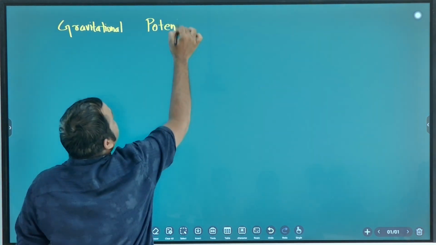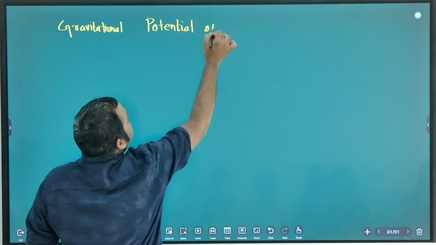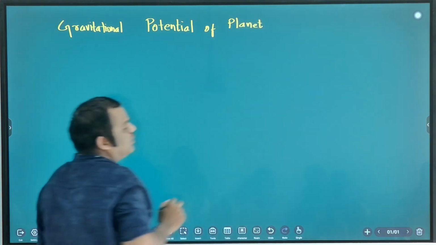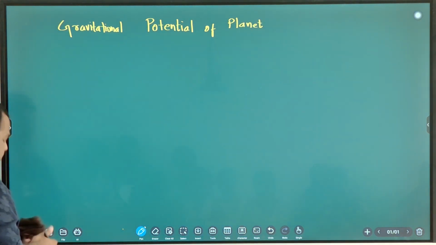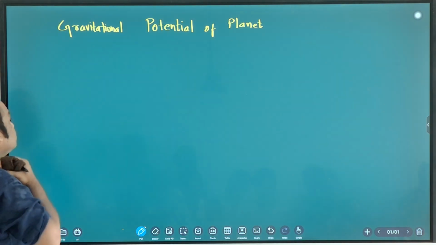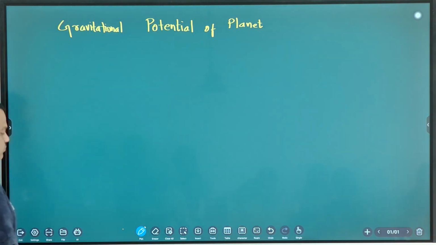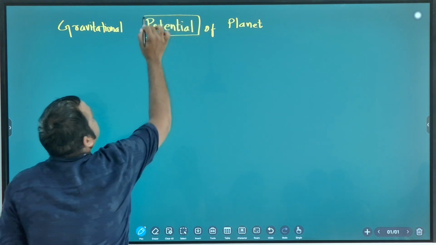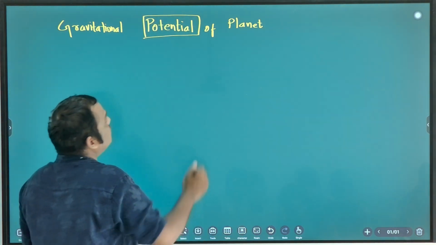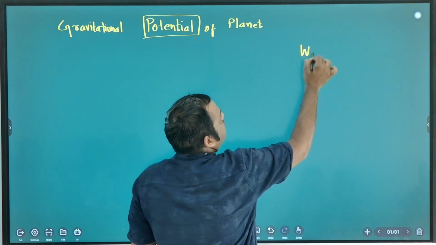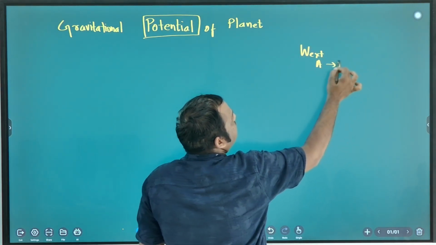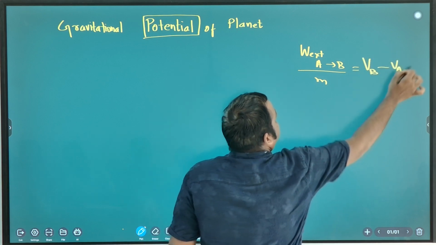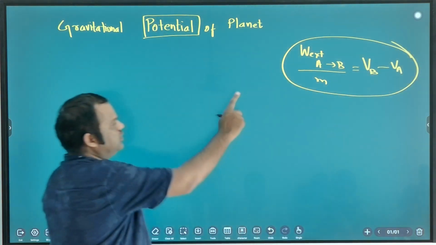Gravitational potential of planet. Note down. So what is the formula for potential? External work done to go from A to B per unit mass is equal to VB minus VA. So we'll follow this formula.